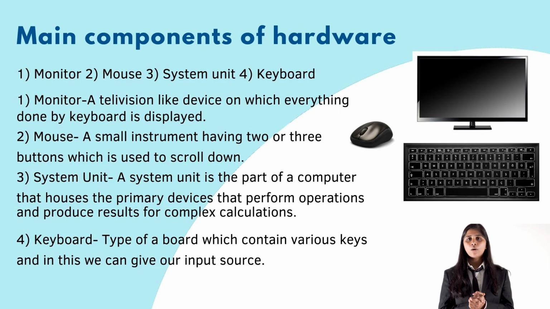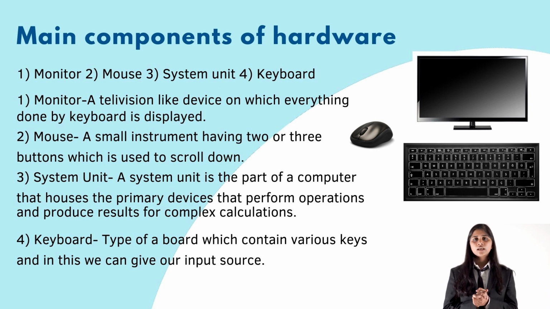Now coming to the main components of hardware. There are 4 main components in hardware: monitor, mouse, system unit and keyboard. Coming to the monitor, a monitor is a television-like device. As you have seen at home, there is a television, and the monitor is similar in structure to a television, on which everything done by the keyboard is displayed. Whatever input and commands we give on a keyboard are displayed on the monitor.